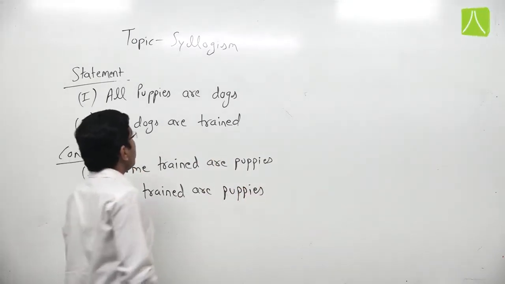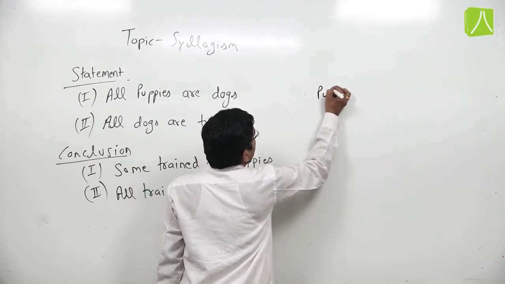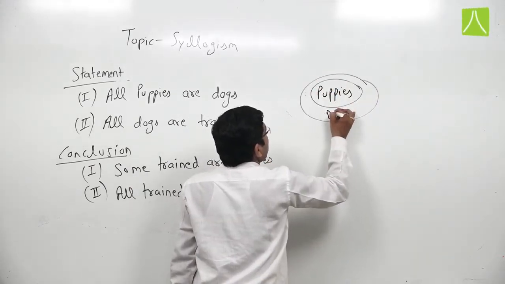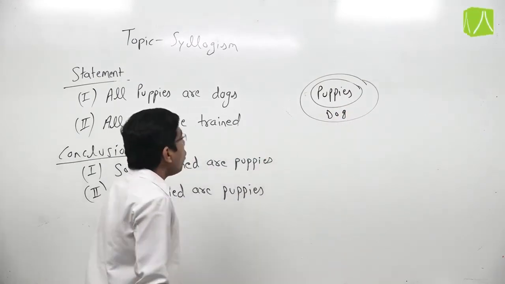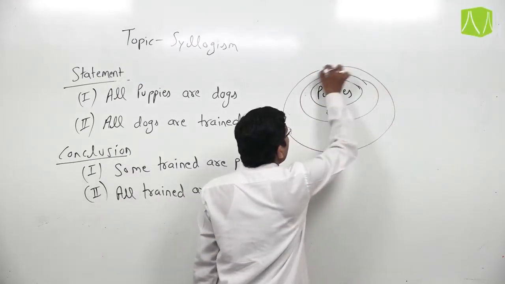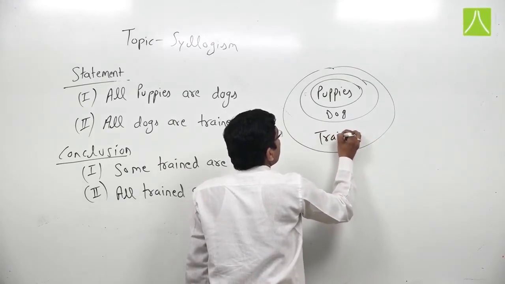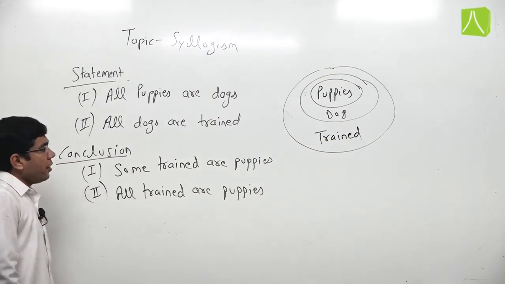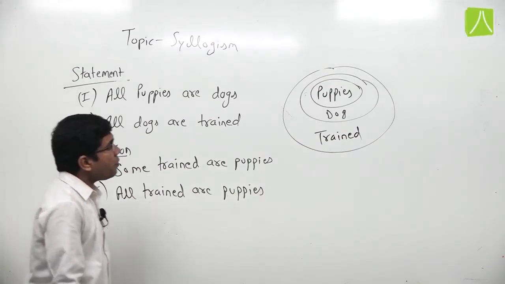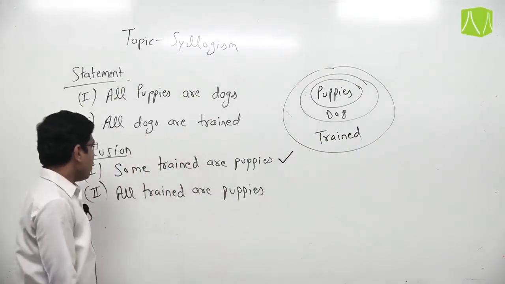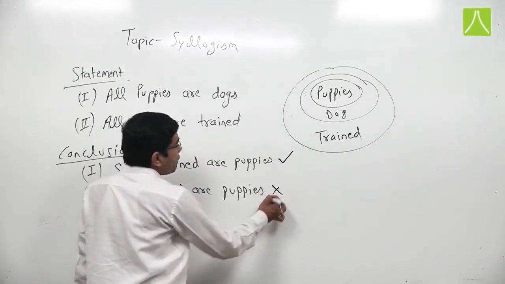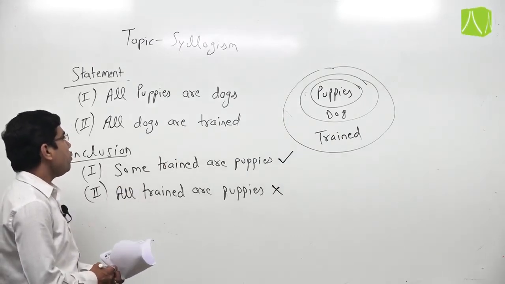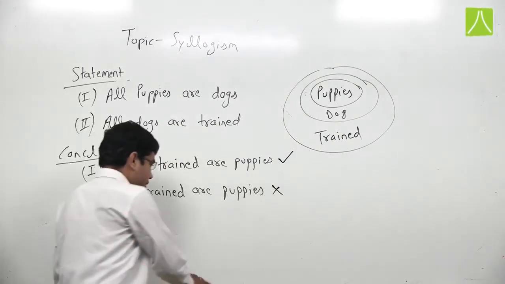Now first draw the diagram. All puppies are dogs. All dogs are trained. It is our basic diagram. Now, according to the diagram, some trained are puppies is correct, and all trained are puppies is not a correct conclusion. So, with the help of this diagram, we conclude that only conclusion 1 is correct.